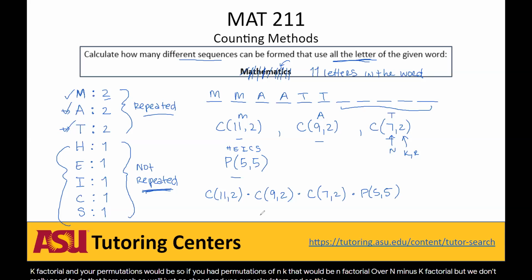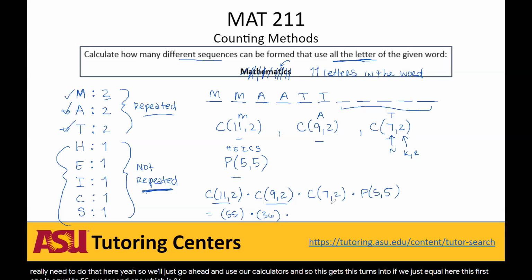And so this turns into, if we just equal here, this first one is equal to 55 times our second one, which is 36, times our C of 7 choose 2, which is going to equal 21, times our permutation of 5 choose 5, which is 120. And this is a bigger number because with permutations, order does matter. So that's why it's a larger number than the other ones.